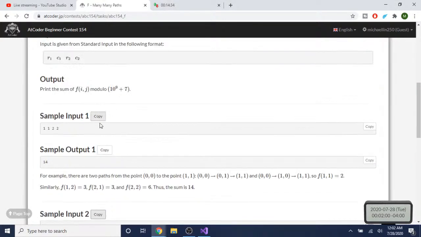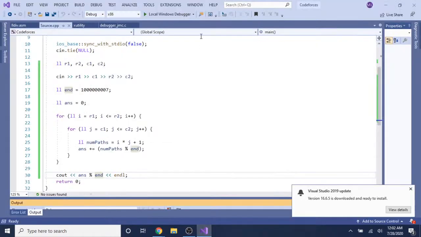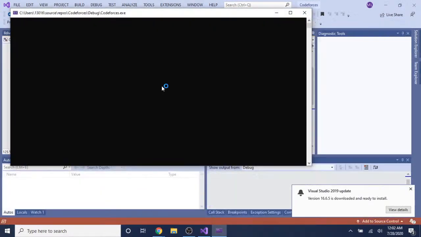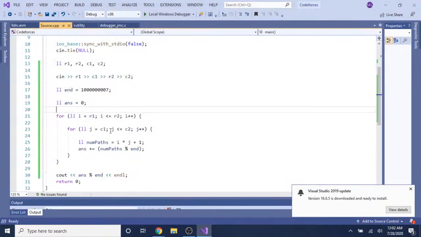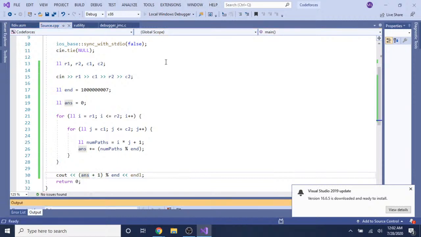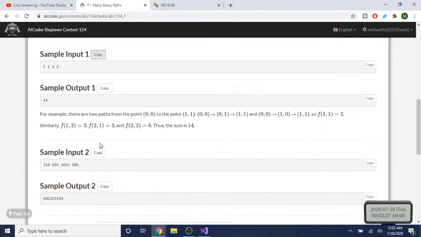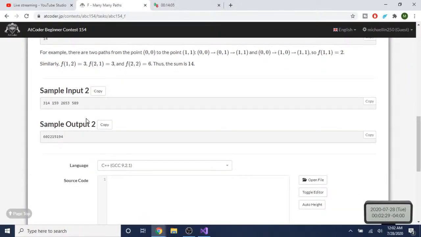Okay. Let's look at the first test case. At 13 plus, add 1. Let's see how we would do this. Add 1. Yeah, so that is right. 14 is right. But the second test case doesn't work. So let's just try to figure out why.